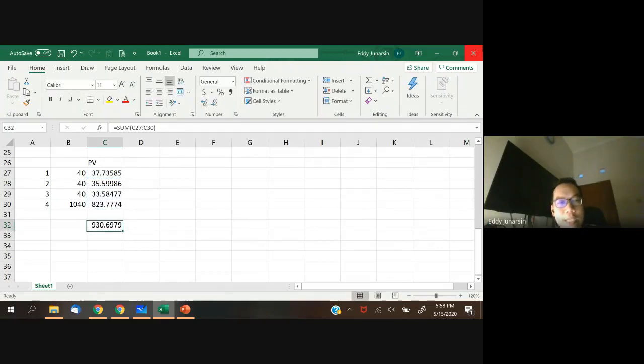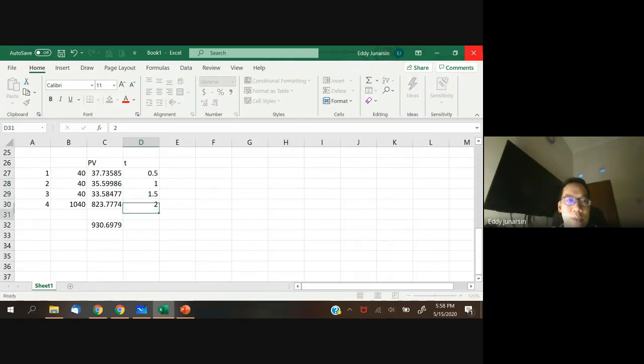So we get the denominator. This is the denominator. And then to get the numerator, we have the time, the real time here. This is periods 1, 2, 3, 4. In real time, this would be half a year, 1, 1.5, and 2.